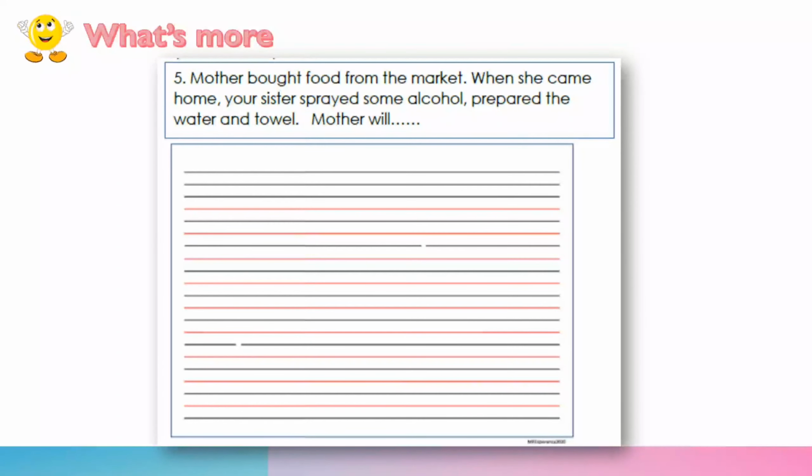For the last number, I want you to rewrite the paragraph and write your own ending for the story. Use the paper sheets provided for you. Number 5. Mother bought food from the market. When she came home, your sister sprayed some alcohol, prepared the water and towel. Mother will... Okay, the answers here may vary. It depends on how you experience it.